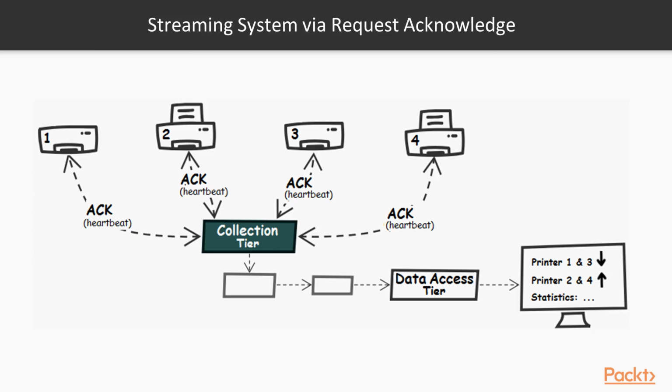In the other scenario, let's suppose that our streaming system relies on heartbeats to provide stats about the printer's health. So every second, the collection tier will send to each printer a request of type "Are you there?" Every time, the printer will respond via an acknowledgement, or it will not respond at all. So the collection tier can use this acknowledgement to track the online-offline rate of each printer during its lifespan.